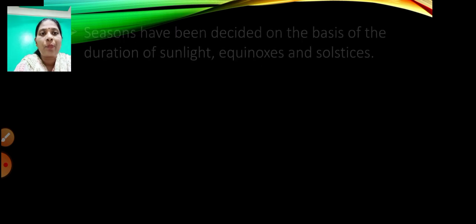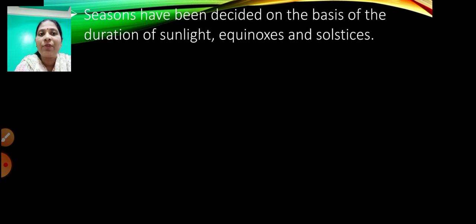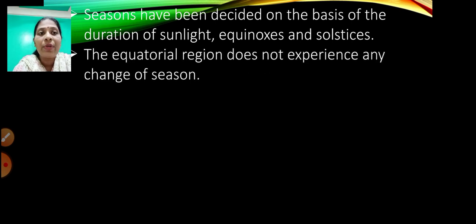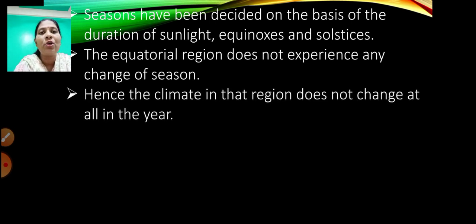Let's see. Seasons have been decided on the basis of the duration of sunlight, equinoxes, and solstices. We already know the two equinoxes and the two solstices. Based on these things, seasons have been decided. The equatorial region, the region near the equator, does not experience any change of season. Hence the climate in that region does not change at all in the year.